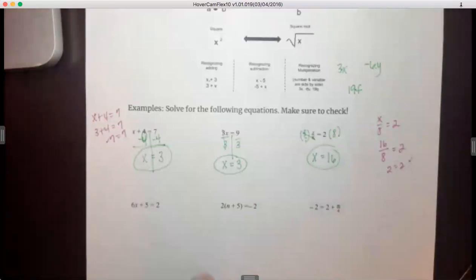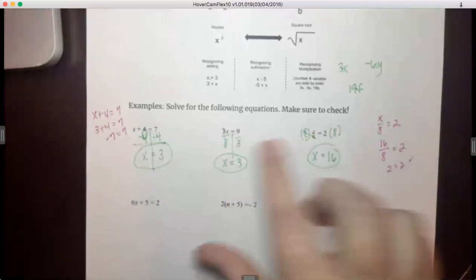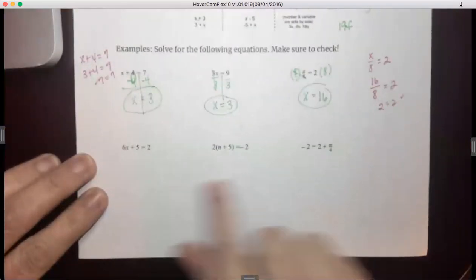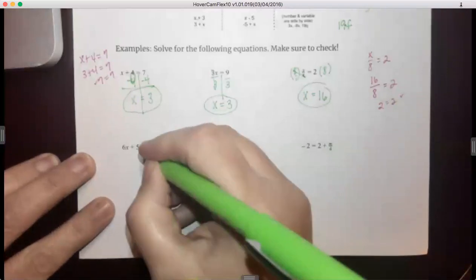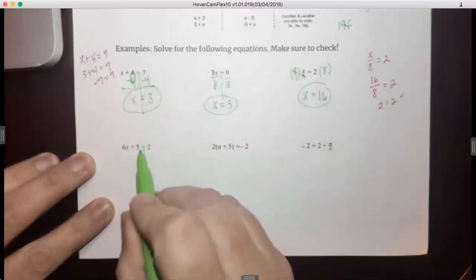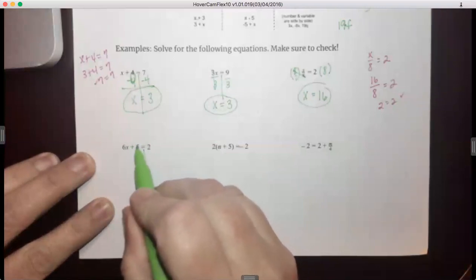Okay, now here's a two-step equation. These are all one step and only took one thing to do. These down here are a little different. So first, I have 6 and x, and I see that they're multiplying. And then I have this plus 5, so that's addition.